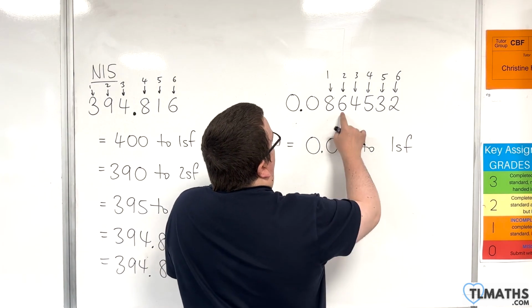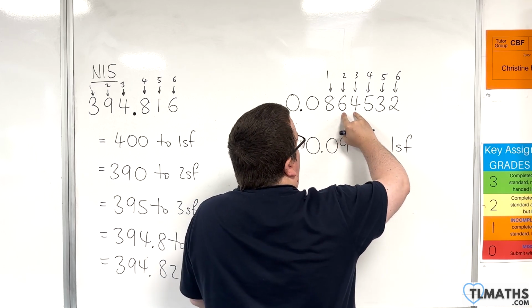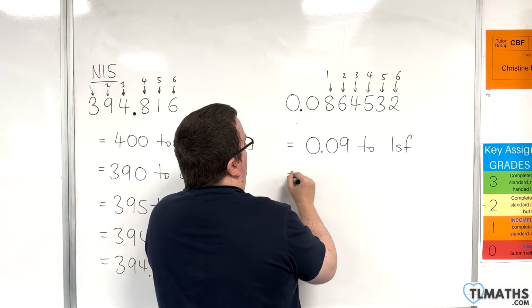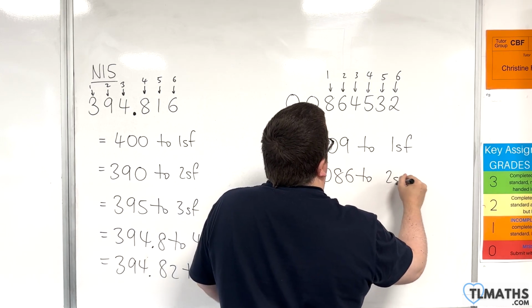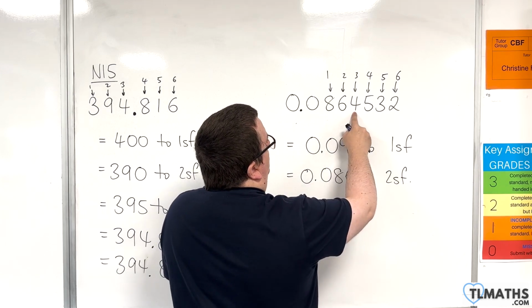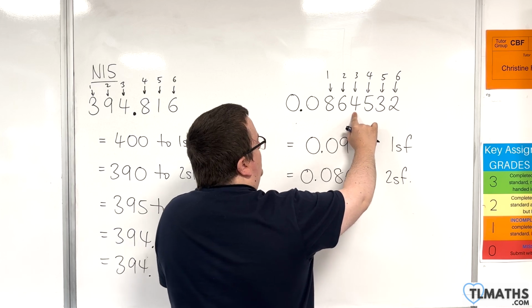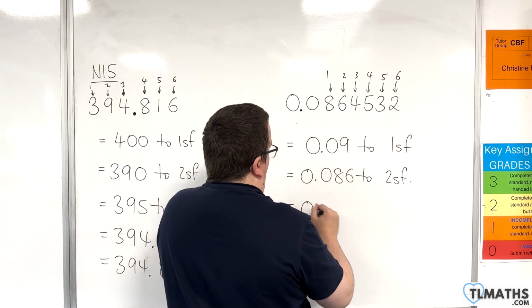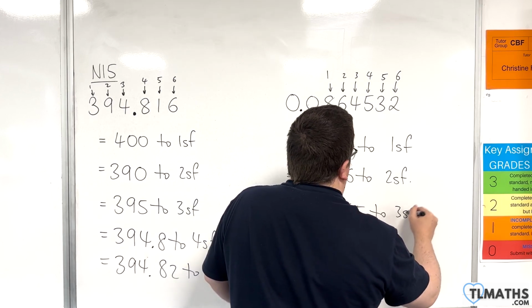To 2 significant figures, here's the second significant figure position. To the right is less than 5, so this would be 0.086 to 2 significant figures. To 3 significant figures, the one to the right is 5 or more, so I round this up to 0.0865. So 0.0865 to 3 significant figures.